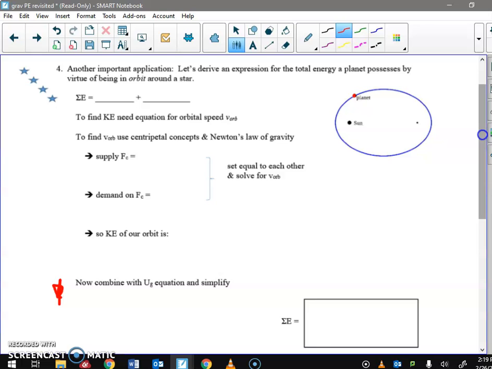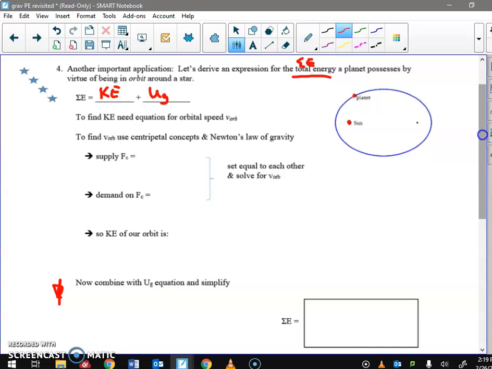Hopefully you will understand each stage, because this involves review of circular motion, which is a good thing, and the important outcome of that. So we want to find the total energy, sigma E, of a planet by virtue of being in orbit. It has that energy by virtue of moving, so there's kinetic, and it has gravitational potential because it's in a well, because it's trapped by the sun, it is bound to the sun, so it has potential.